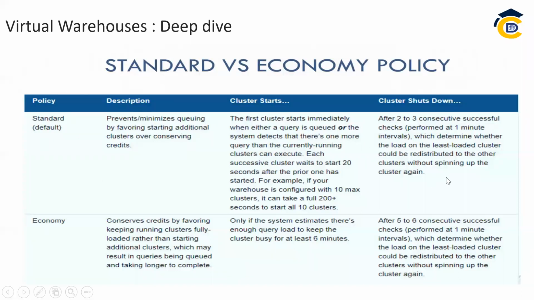So this is about the standard rule. It favors performance over cost, and economy favors saving cost rather than performance, which is secondary. And these are the rules for how the warehouse will start and how the warehouse will shut down.